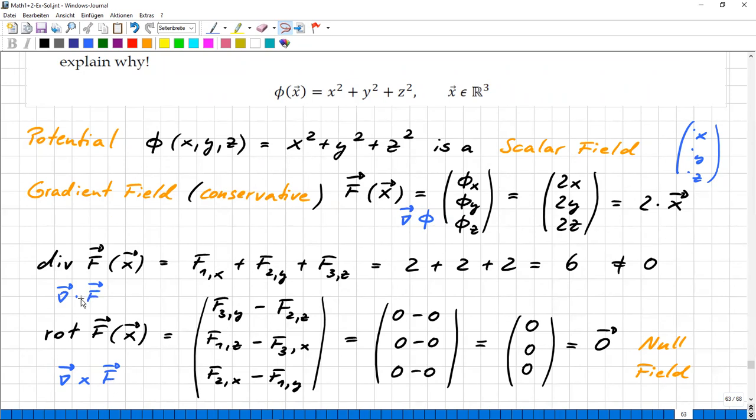We need the first field component's partial derivative for x, plus the second partial for y, plus the third partial for z, as I always shortly say. When I say partial for z, I mean partial derivative with respect to z. This is simple, of course, since this is our field.